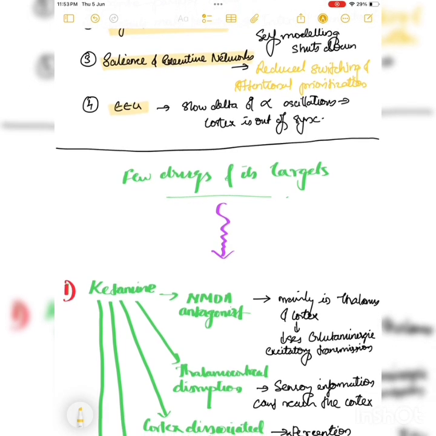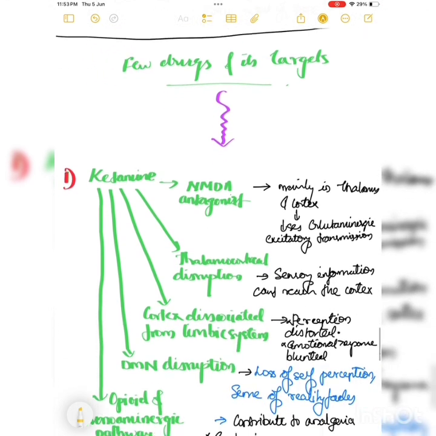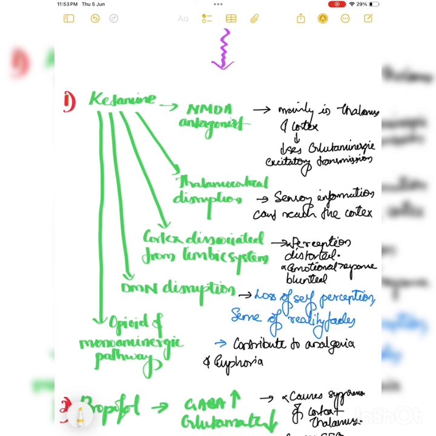Now we will quickly see a few drugs and their targets of action. Okay, so ketamine has multiple mechanisms of action. First one, being an NMDA antagonist, it acts mainly in the cortex and thalamus. It decreases glutamatergic excitatory transmission. It also causes thalamocortical disruption. Therefore, the sensory information cannot reach the cortex from the thalamus. Third one is that the cortex is dissociated from the limbic system. That will lead to distorted perception and blunting of emotional response.